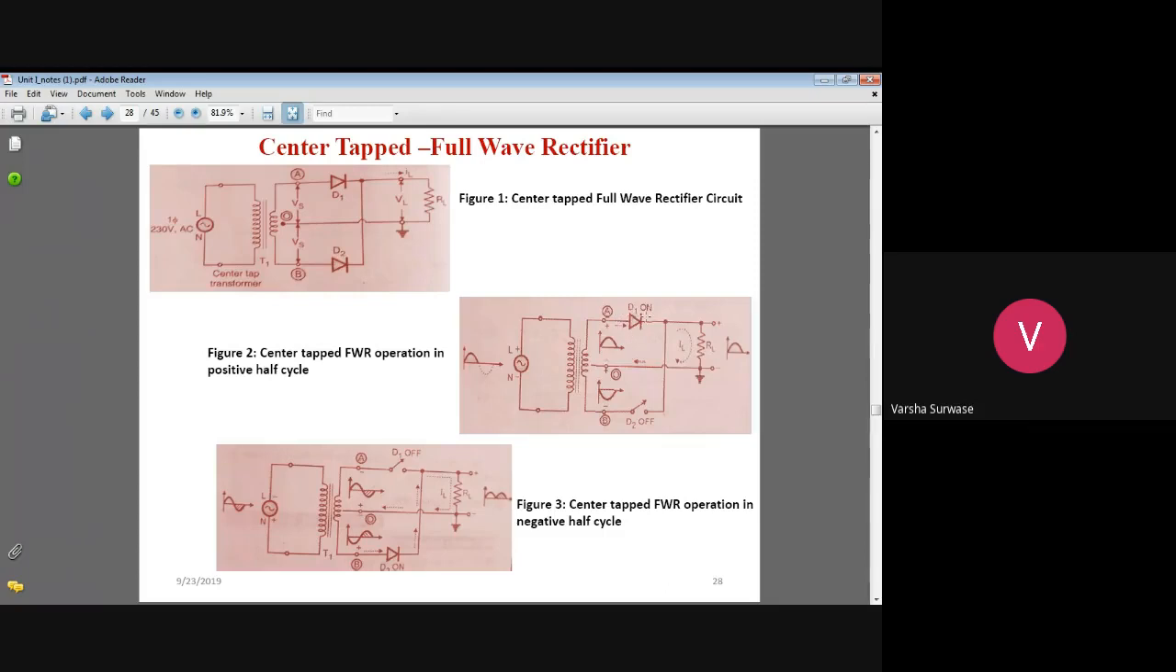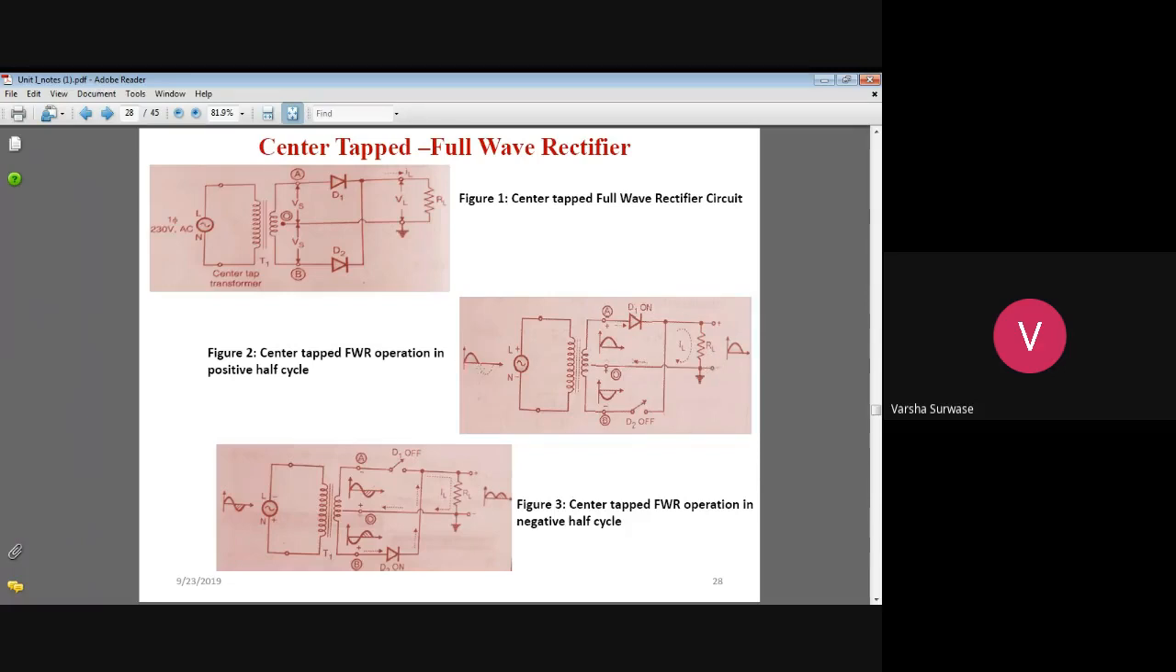When the diode D1 turns on, you will get the output voltage V0 across the load resistance RL. And you can observe the direction of load current: this is the direction of load current from the point A to the center tap terminal. So here you will get the load current IL and the output voltage V0.